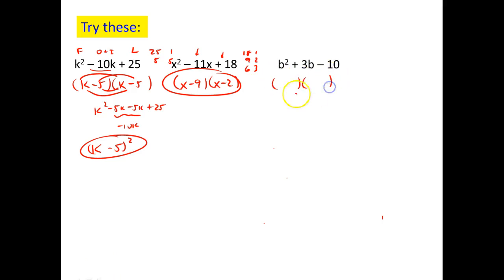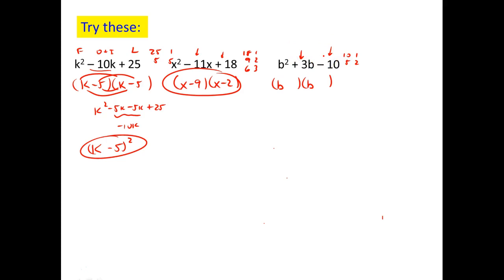Let's try another. Start pausing the video and giving these a shot on your own if you're ready for them. B times B, we're looking at 10 times 1 or 5 times 2. This one's a little bit different because they have to multiply to give me a negative 10. So one's going to be positive and one's going to be negative, but they're going to combine to give me a positive 3.